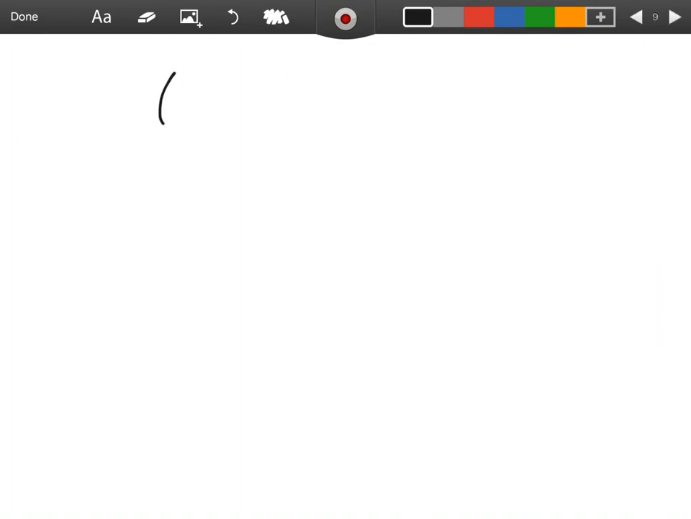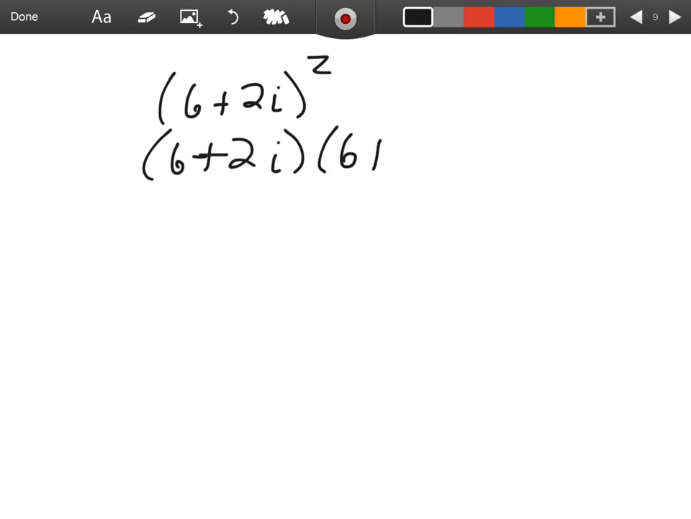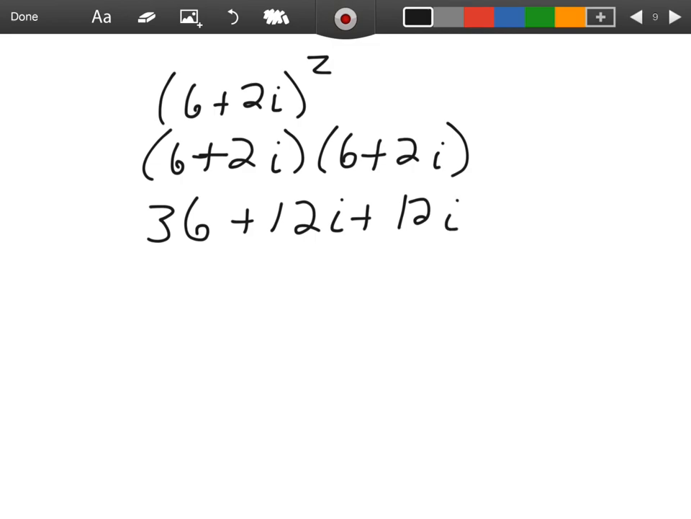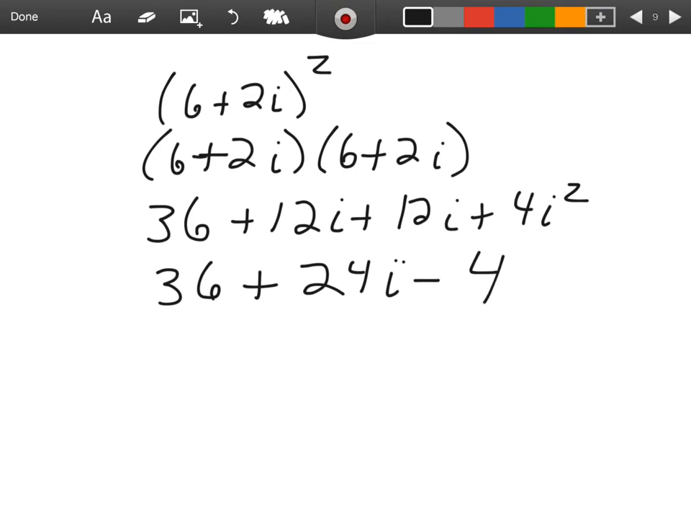Similarly, 6 plus 2i squared is the same thing as 6 plus 2i times 6 plus 2i. It's going to be 36 plus 12i plus 12i plus 4i squared. Combine like terms: 36 plus 24i, and that is going to become minus 4, just because the i squared makes it negative, so it's just going to change the sign. So then we have 32 plus 24i.